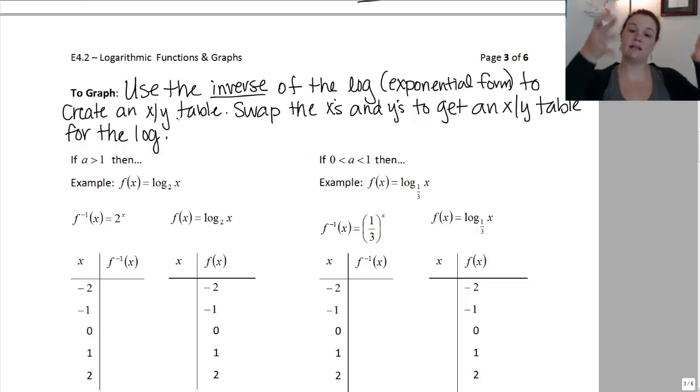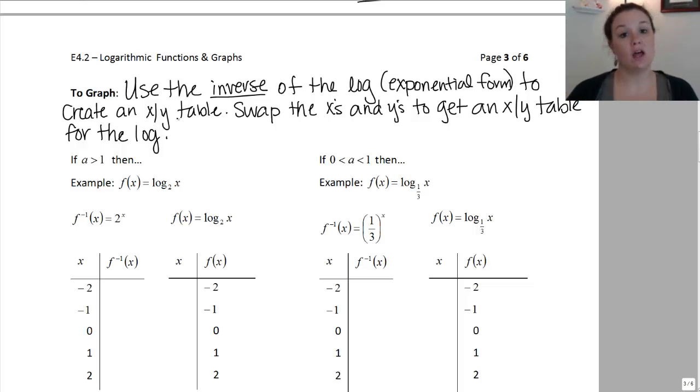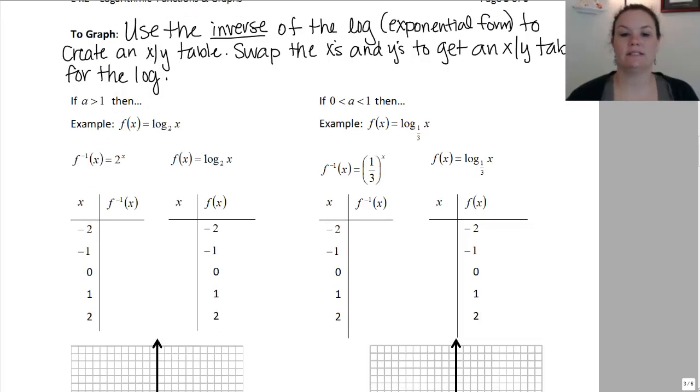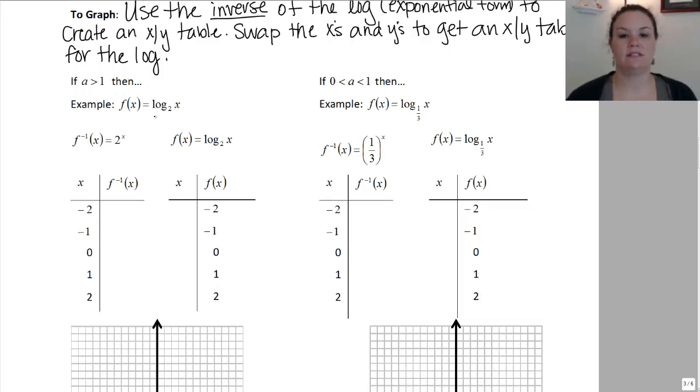So we're going to create an XY table using the inverse form, which is our exponential, and then we just swap all our X's and Y's, and that gives us a table of values for the log function. Okay, so let's look at a couple examples. If a is greater than 1, so this is an example with a log base that's bigger than 1.